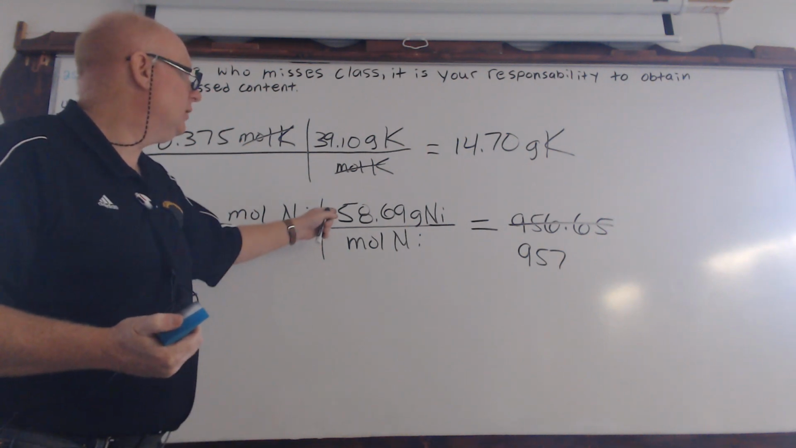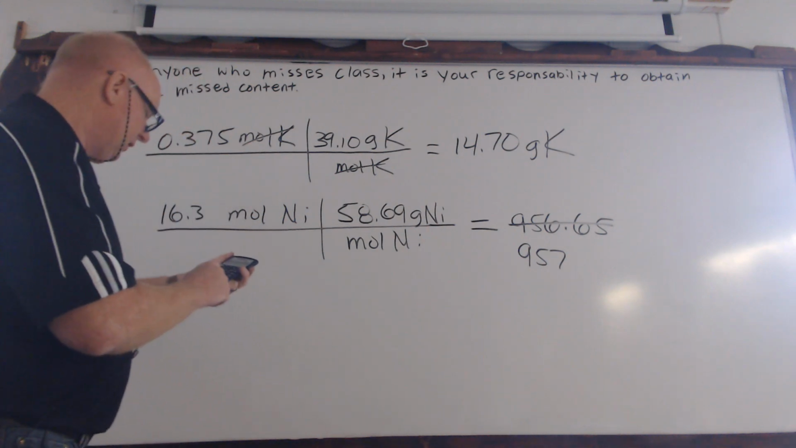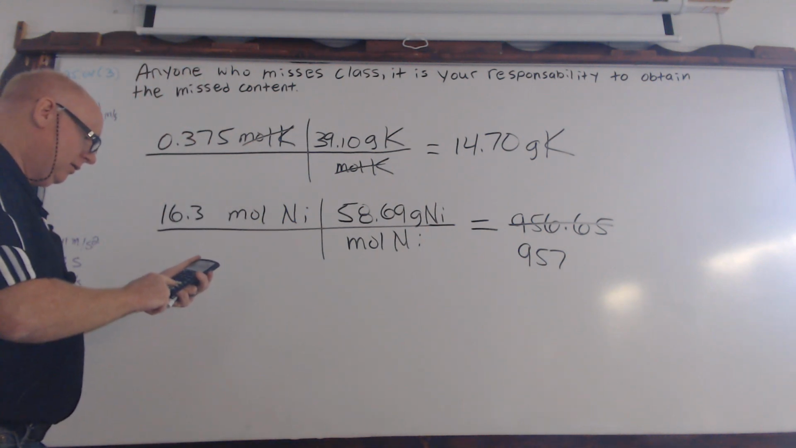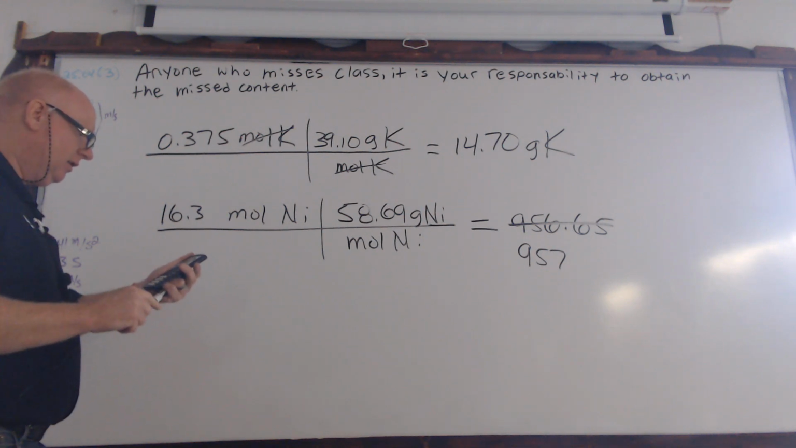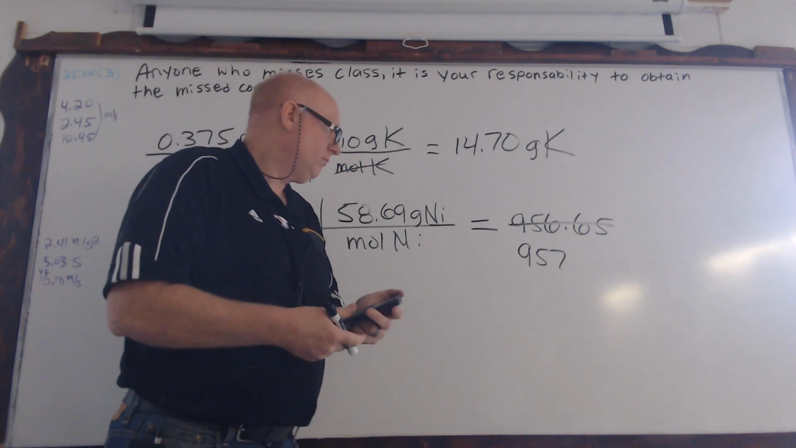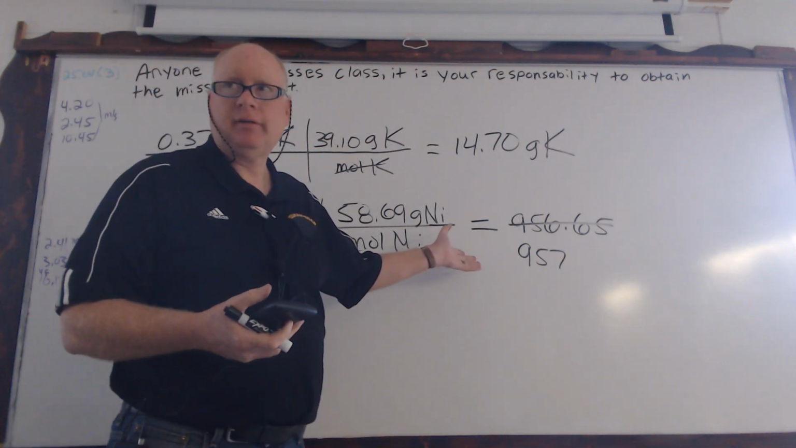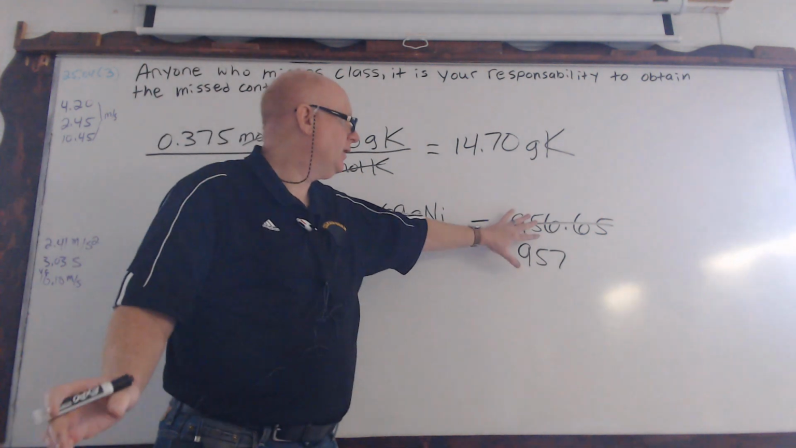58, well, okay, for argument's sake, it probably isn't going to change it that much. 16.3 times 58.7, and you get 956.81. So, yeah, that's close enough. But answers, 2 decimal places, like this here.